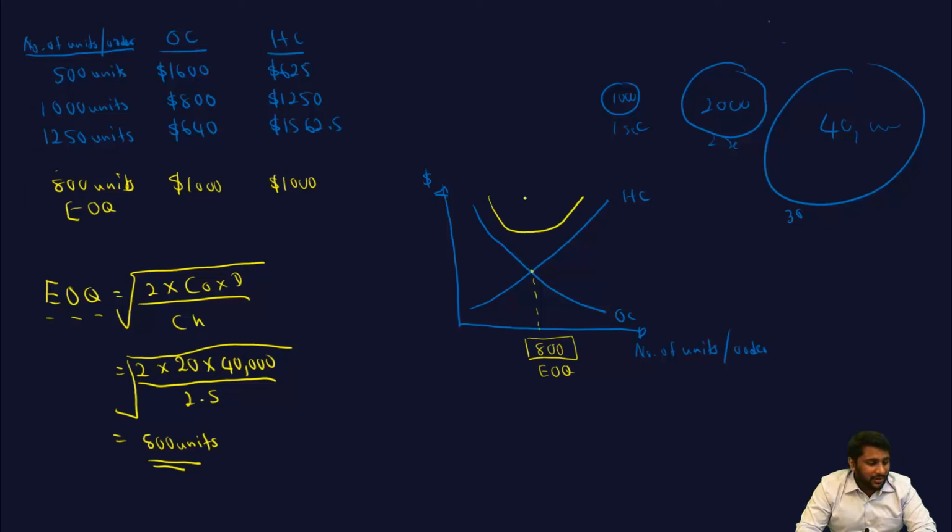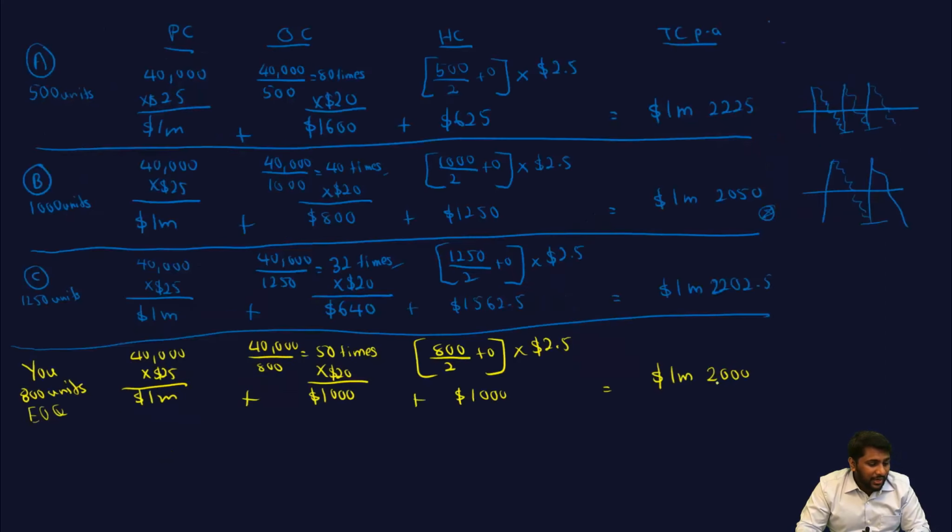I would like to give you one more line for your exam. Sometimes they can ask this one also. What is this line? This is your total cost line. And this particular point, the lowest point of the total cost, is the total cost at EOQ.